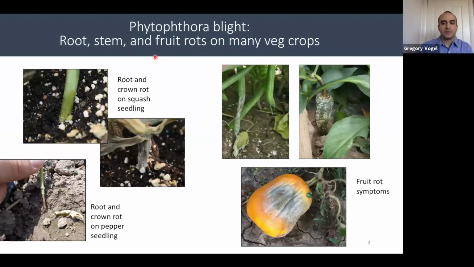So Phytophthora blight is really a collection of different disease syndromes depending on what plant part is infected. Most importantly are Phytophthora root and crown rot, some symptoms of which I'm showing on the left, and Phytophthora fruit rot, which you can see on the right of the slide. And as you can see, Phytophthora blight has a really wide host range that includes a lot of very economically important vegetable crops, including many solanaceous species, in particular pepper, which gave Phytophthora capsici its name for capsicum, as well as all the cultivated cucurbits and some legumes as well, such as snap beans and lima beans.